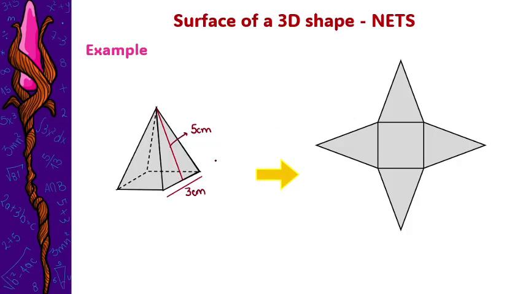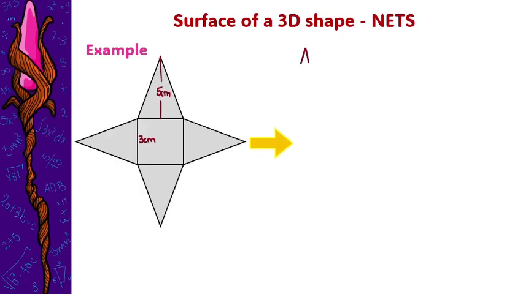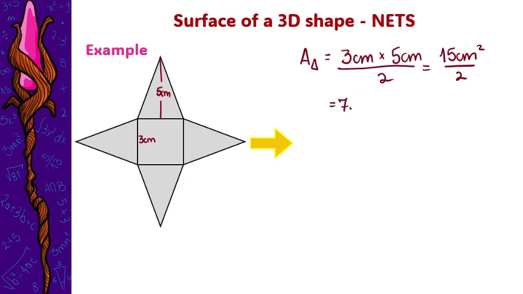Let's remember the measures of the shape. So that means each side of the square is going to be 3 centimeters and the height of each triangle is going to be 5 centimeters. Then let's find the surface. Let's start finding the area of each triangle. That is going to be the base, which is 3 centimeters, times the height, which is 5 centimeters, and everything divided by 2. That's going to be 15 square centimeters divided by 2, which is just 7.5 square centimeters.